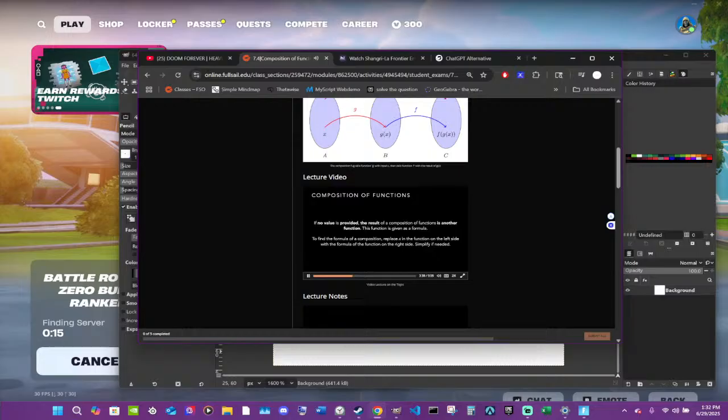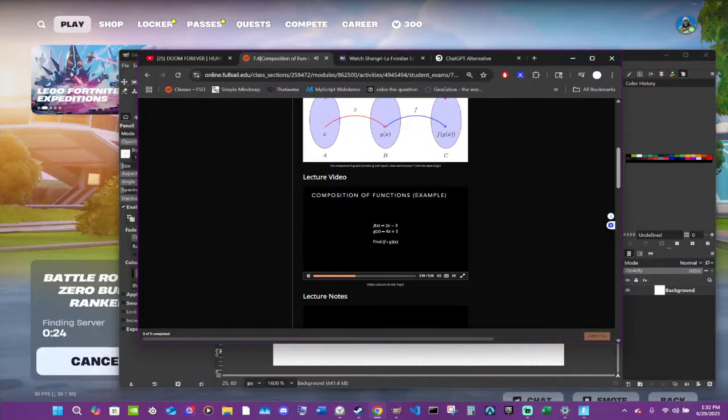If no value is provided, then the result of a composition of functions is another function. This function can sometimes be given as a formula. To find this formula, replace all instances of x in the function with the contents of the formula. In this example, we're trying to find a function for the composition of functions f of g of x, where f is 2x minus 3, and g is 4x plus 1.